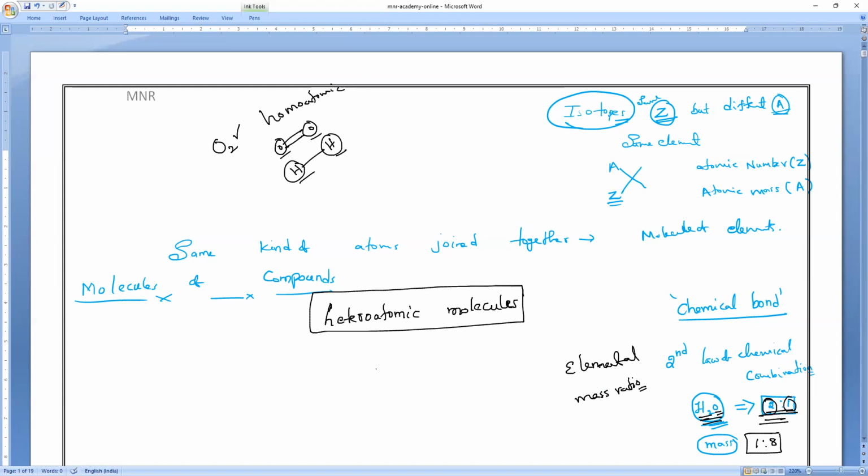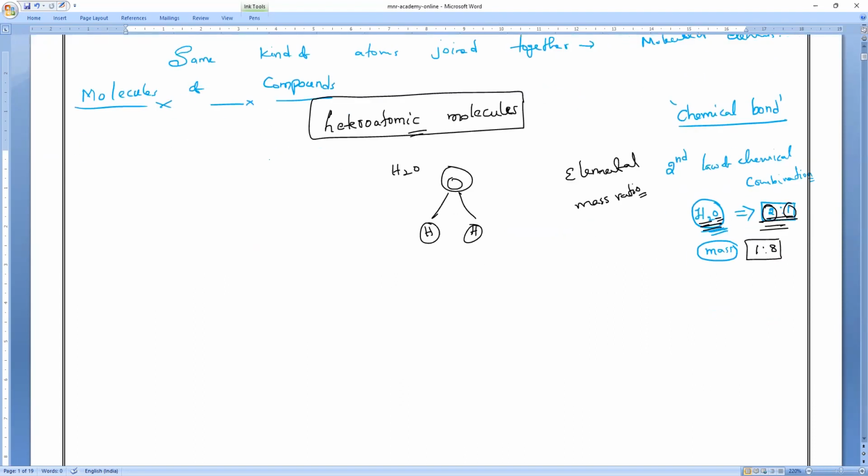Now, water. In the formation of water, one oxygen is combined with two hydrogens. So this is different atoms combined together, and that is a heteroatomic molecule. Do you understand it? Homo, hetero. Do you understand, everybody? Please respond.